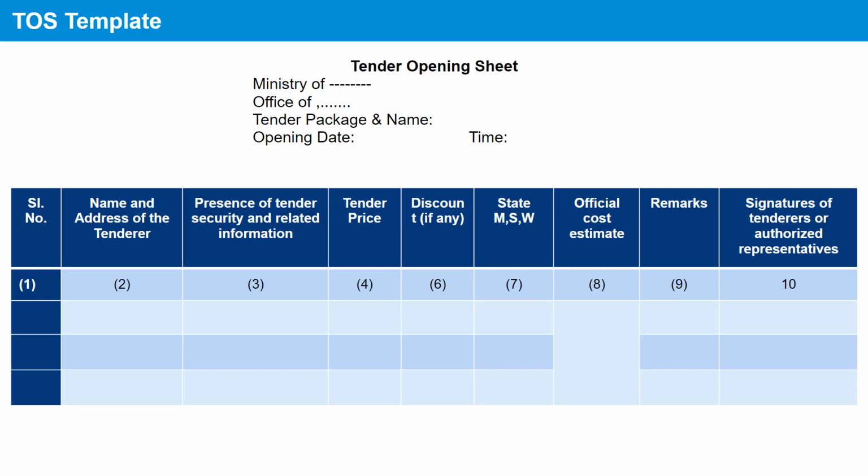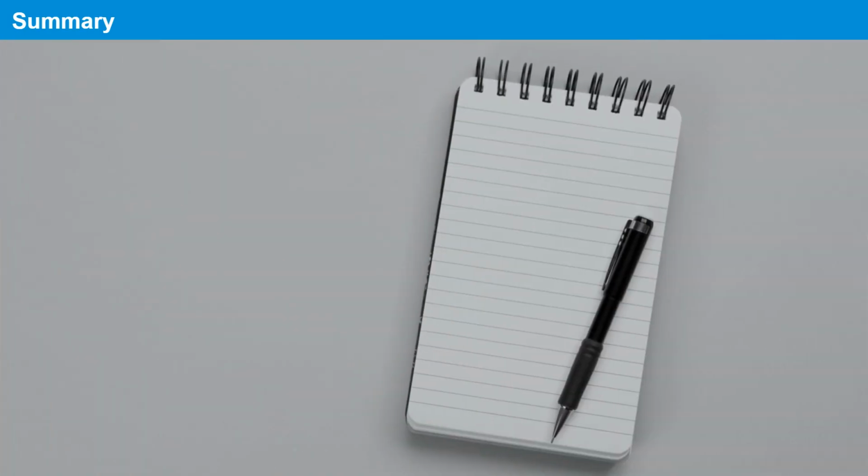Here you can see a sample of a tender opening sheet.